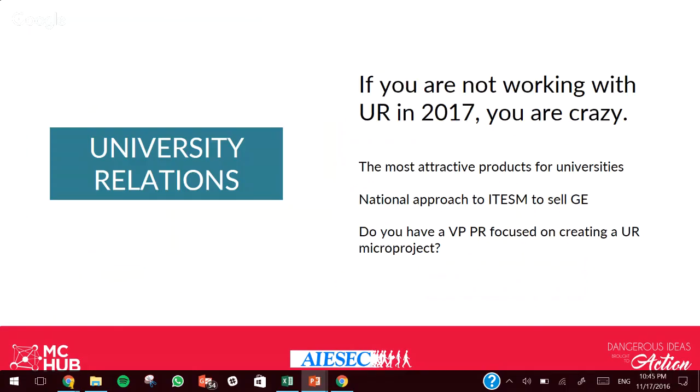Another question to ask yourself is, do you have a VPPR focused on creating a UR macro project? There are more than 15 VPPRs for 2017. That means their purpose in your LC is literally to help grow the number of exchanges that you do in OGX through university relations. So working with them is going to be key to actually disrupting your LC and to doing things you guys have never done before.